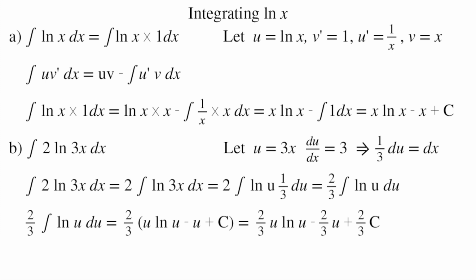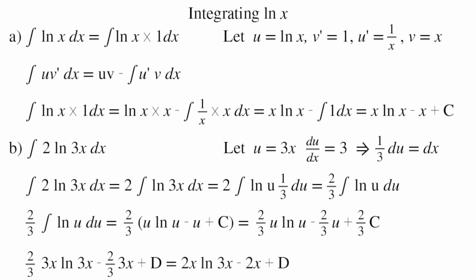And now we're going to substitute back to get an expression in terms of x. So we get 2/3 times 3x ln 3x minus 2/3 times 3x plus 2/3 times c. 2/3 times c is just another constant, which we'll call d. The 3's cancel, and we're left with 2x ln 3x minus 2x plus d.